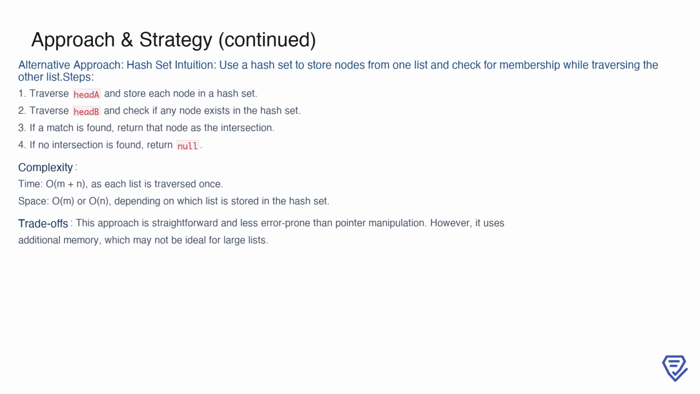This method has a time complexity of O(m + n), since each list is traversed once, but it requires additional space of O(m) or O(n) to store the nodes in the hash set. While this approach is straightforward and avoids the potential pitfalls of pointer manipulation, the additional memory usage can be a drawback for scenarios where memory is constrained or the lists are very large.